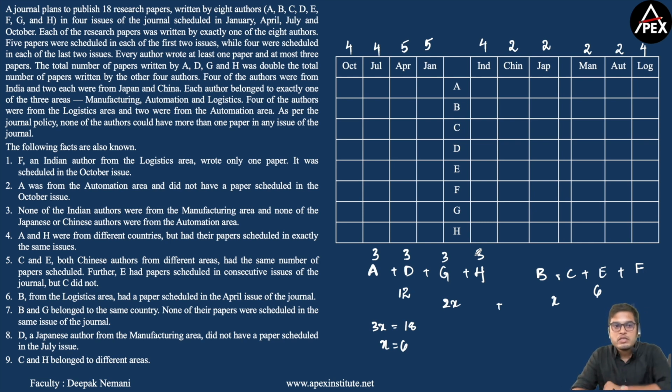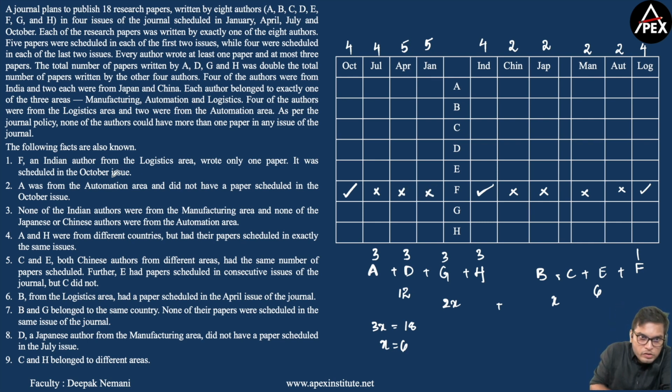Now coming to the additional statements that we are given. F, an Indian author. So F is from India. So if F is from India, F is not from China, F is not from Japan. Now he is from the logistics area. So he is not from automation, he is not from manufacturing. He had written only 1 paper, and it is scheduled in the October issue. So you do not have any of F's papers scheduled in the months of July or April or January. Right? So we are done with the first statement.